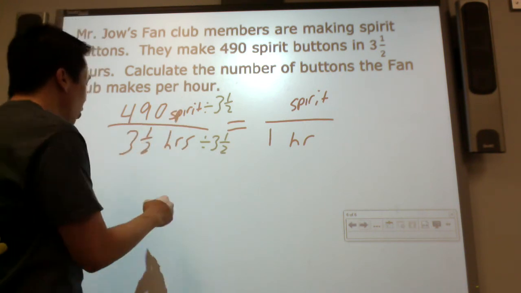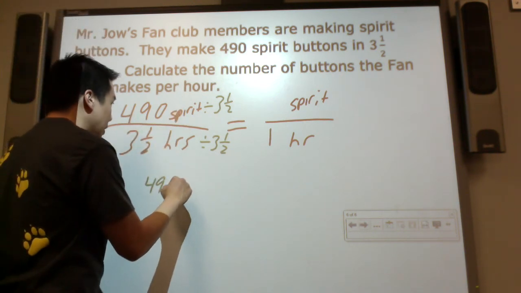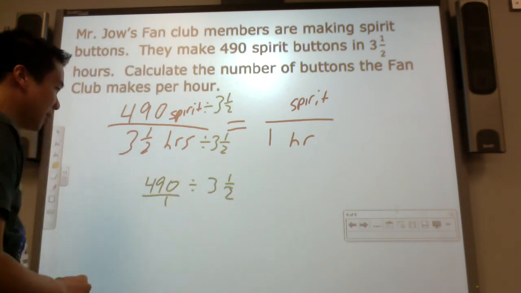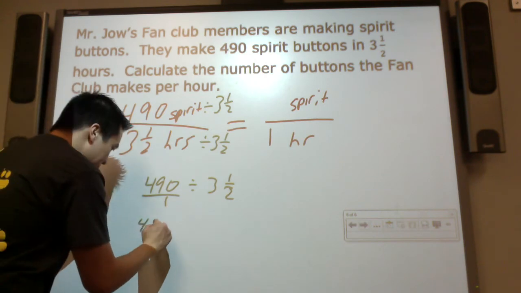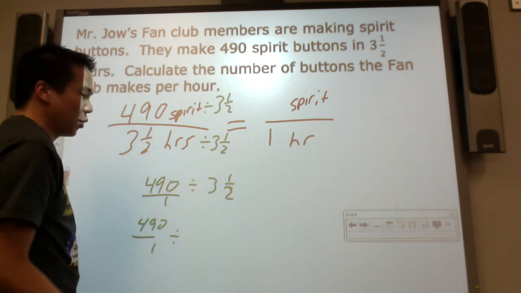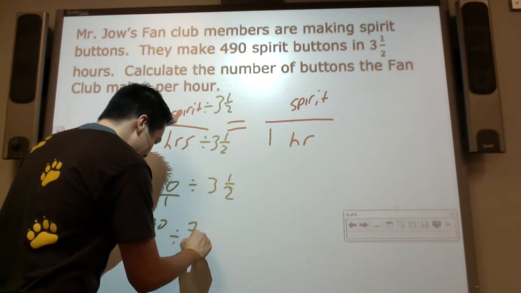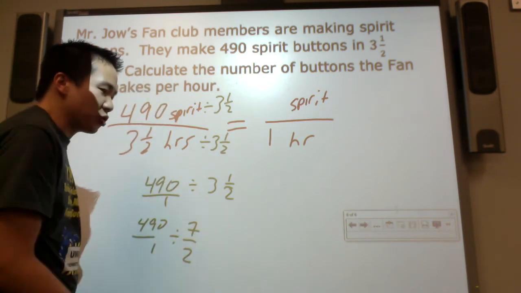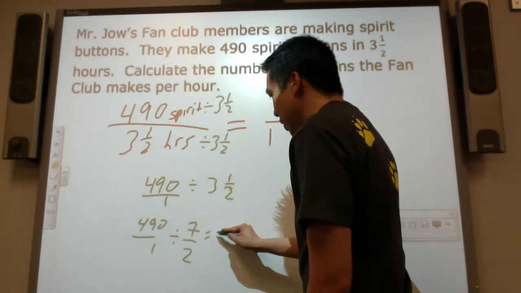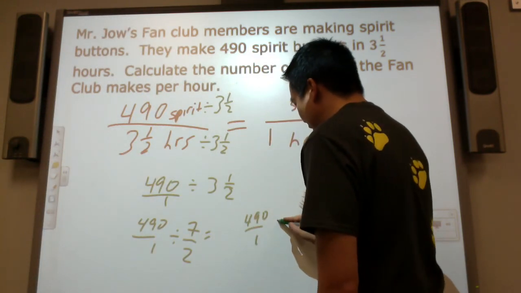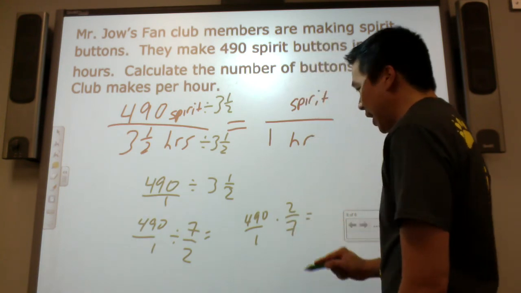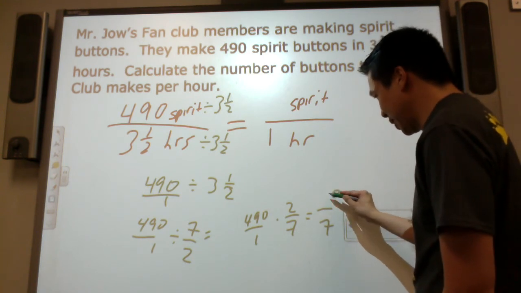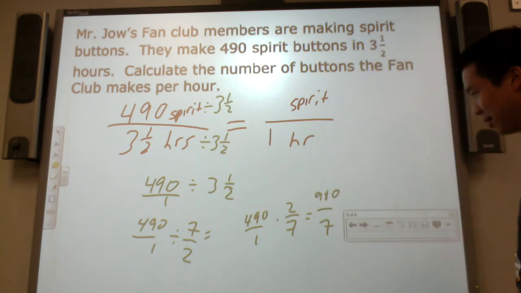So what's 490 divided by 3.5? Set this as a fraction. So that's 490 over 1. And what's 3.5 as a fraction? 7 halves. What do you remember about dividing fractions? You have to multiply by the reciprocal of the second number. So it'll be 490 over 1 times the reciprocal, which is 2 over 7. And what is 490 times 2? That's 980. So that's the answer.